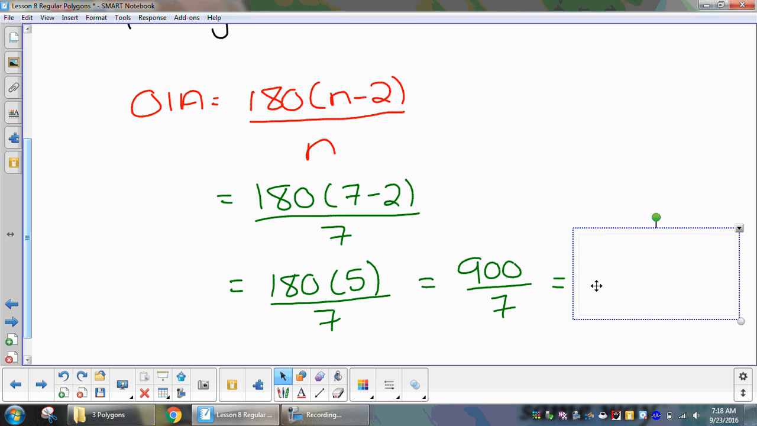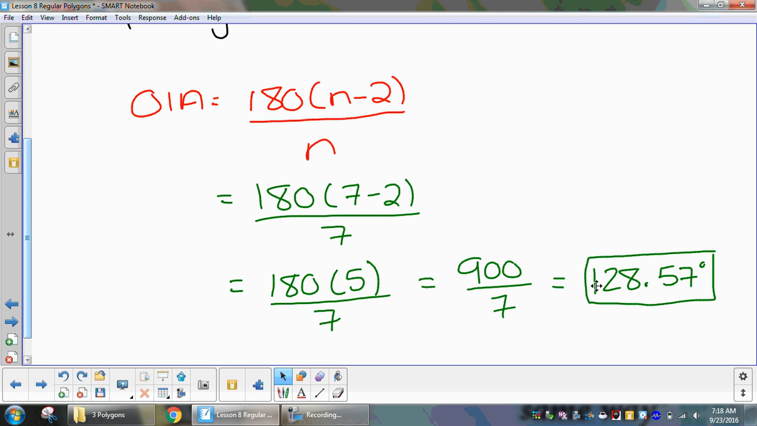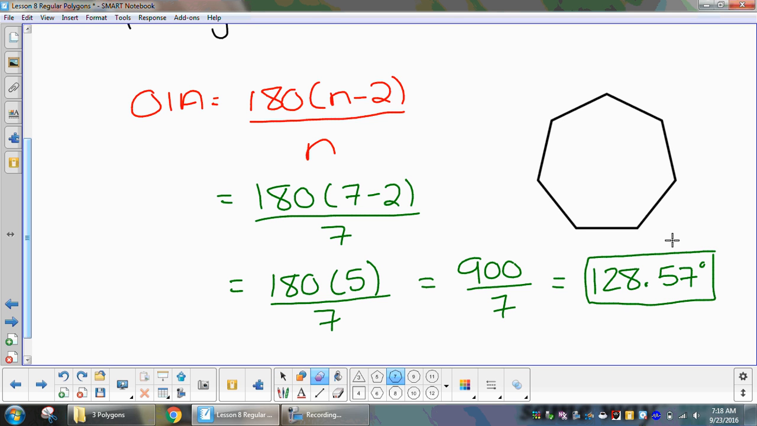And for this one, we're going to have to do a little bit of rounding, so I rounded to the nearest hundredth, and I found that in a regular 7-sided polygon, a heptagon, one interior angle is 128.57 degrees. So there's my regular heptagon, and one of these angles is 128.57 degrees.